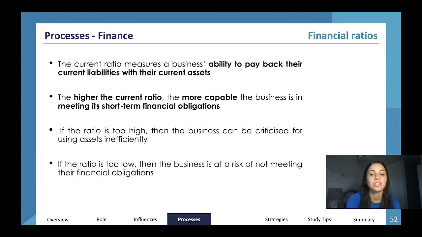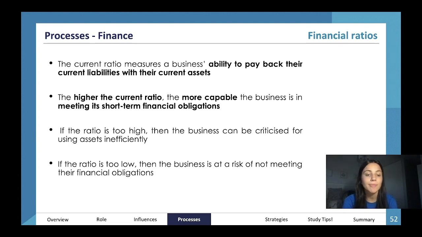The current ratio measures a business's ability to pay back their current liabilities with current assets. So the higher the current ratio is, the more capable the business is in meeting short-term financial obligations. But if the ratio is too high, then the business can be criticized for using assets inefficiently.